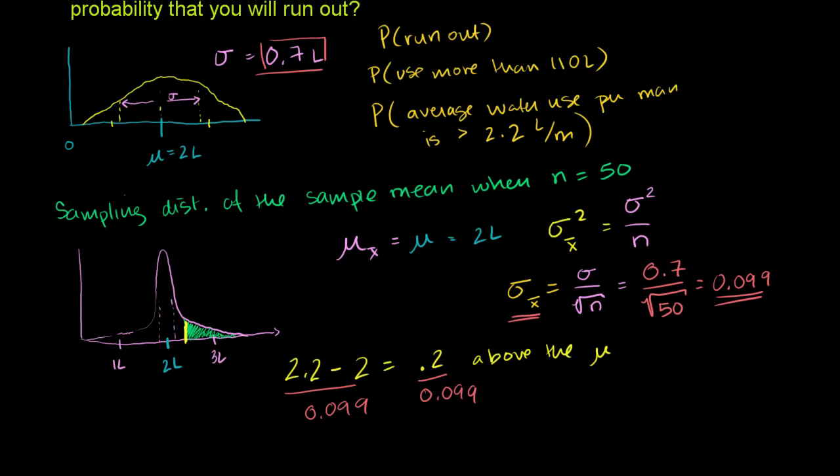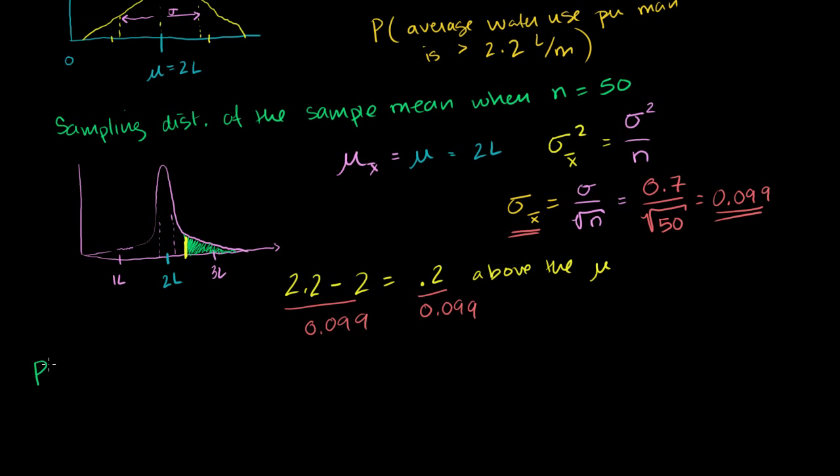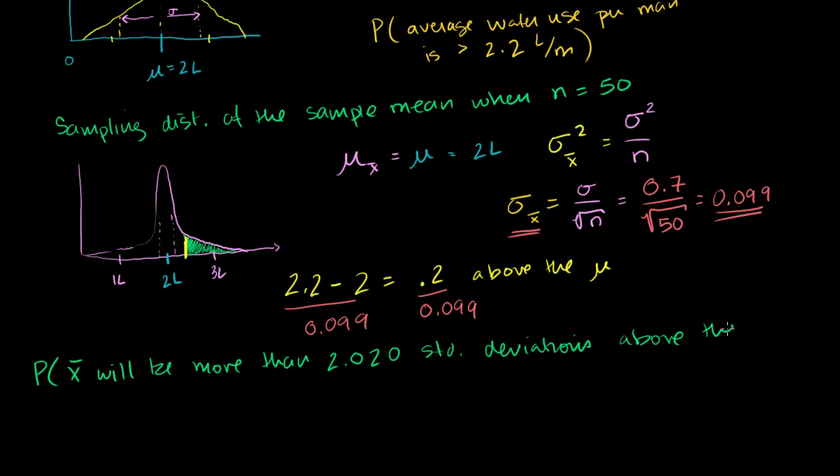So this probability is the same probability of being 2.02 standard deviations more than the mean. Let me write it down here where I have more space. So this all boils down to the probability of running out of water is the probability that the sample mean will be more than 2.02 standard deviations above the mean of this distribution. Remember, if we take a bunch of samples of 50 and plot all of them, we'll get this whole distribution. But for the group of 50 that we happen to select, the probability of running out of water is the same thing as the probability that the mean of those people will be more than 2.02 standard deviations above the mean. So what is that going to be?